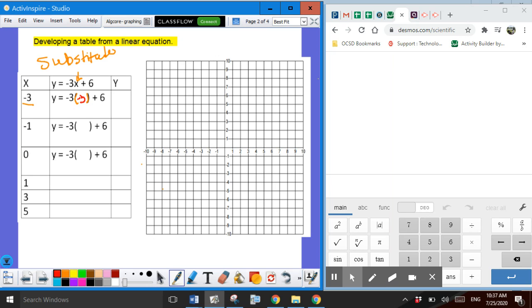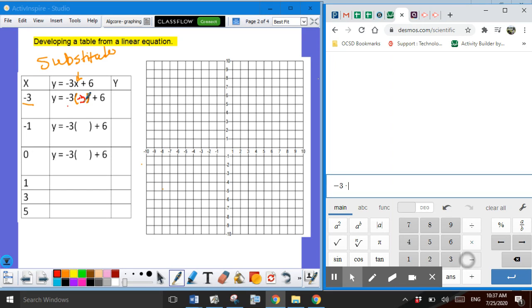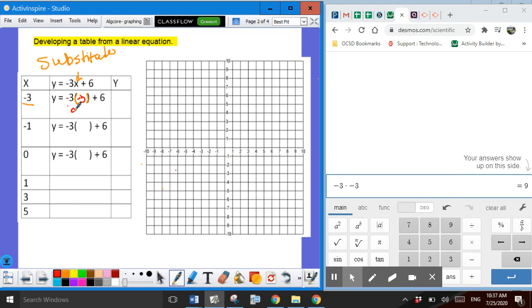Okay, so what I have is negative 3 times negative 3. Well, negative 3 times negative 3 is 9. So I have 9 plus 6. 9 plus 6 is 15. Okay? So that first ordered pair is negative 3, 15.